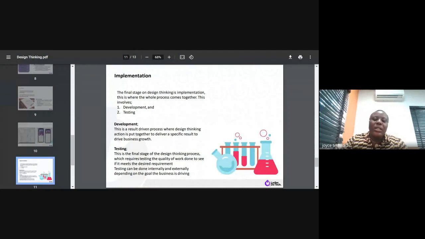This is the final stage of the design thinking process, which requires testing the quality of work done to see if it meets the desired requirements. At this point, you're checking the quality of work done. I've been a QA product manager at some point where once the feature is released, before we go into production, I test personally to see what we've done, if this is what was intended, and if the product is giving me the right quality as to the requirement that was given to the team to build, right?